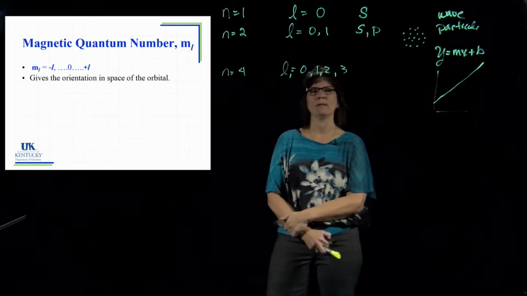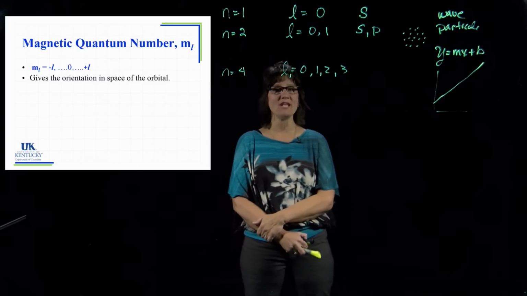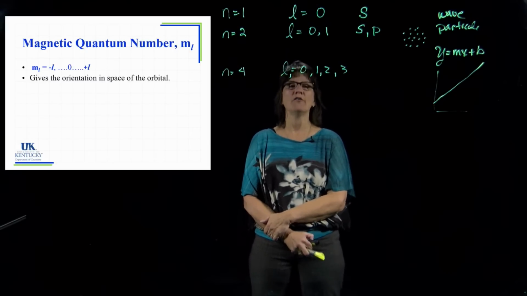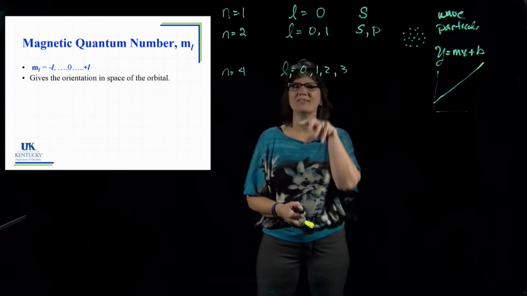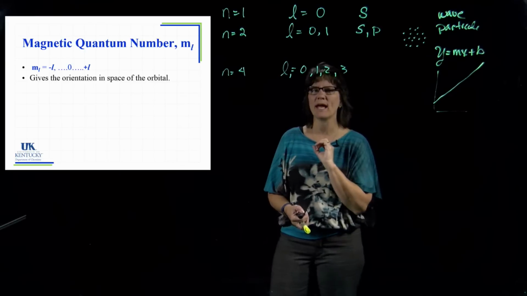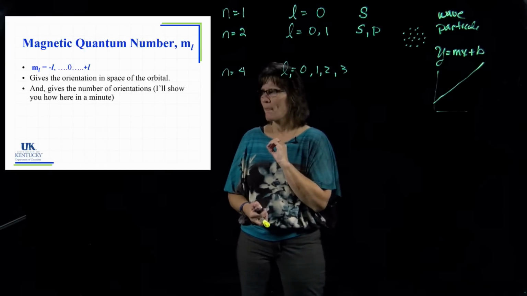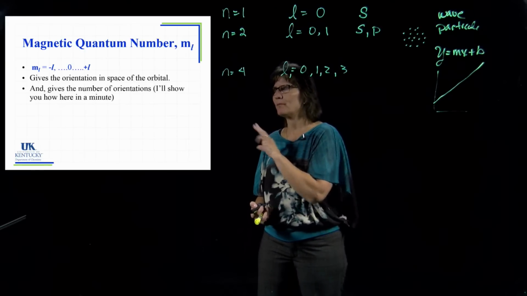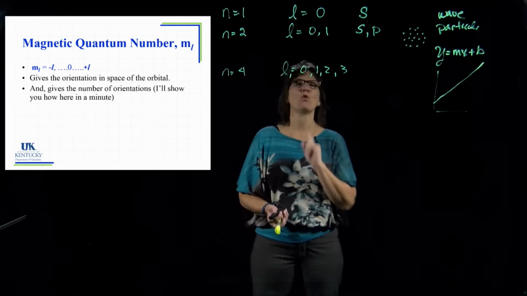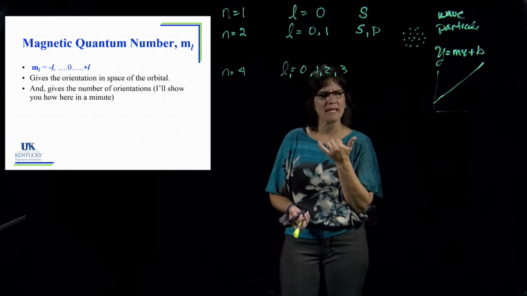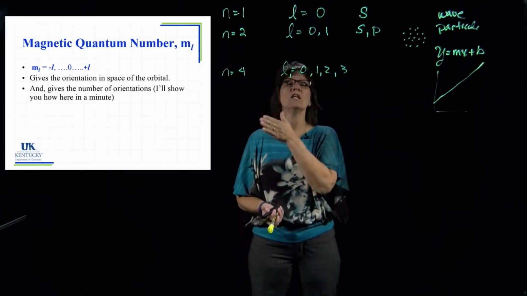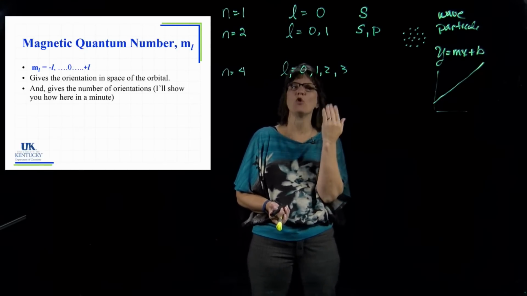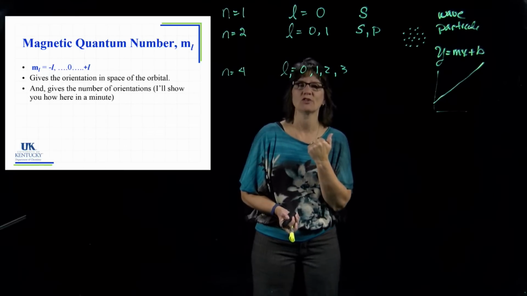Okay, and what does it tell me? It tells me the orientation in space of a specific orbital. So we're really getting all the way down to exactly where the electron is, all the way down to the orbital. It'll also tell you the number of orientations it has, depending on how many M sub L values you have. How many M sub L values do you have? Depending upon how many you have, that's how many orbitals live in a certain subshell.